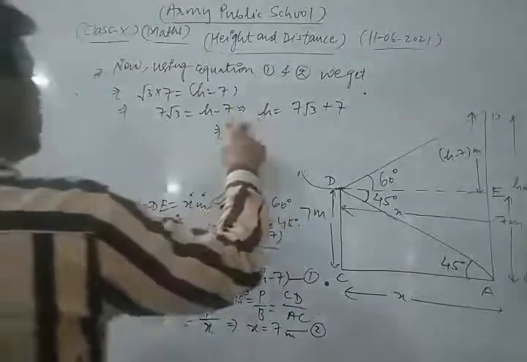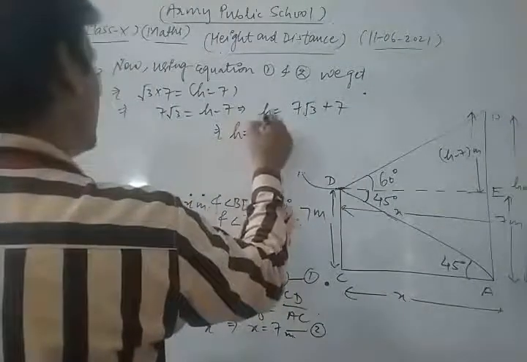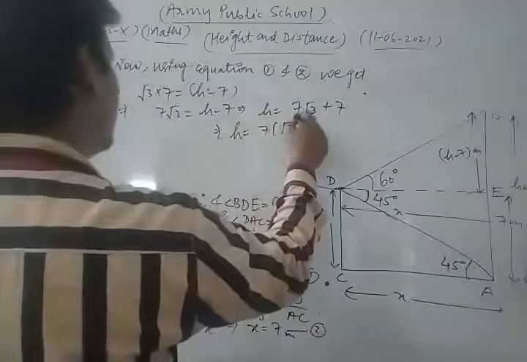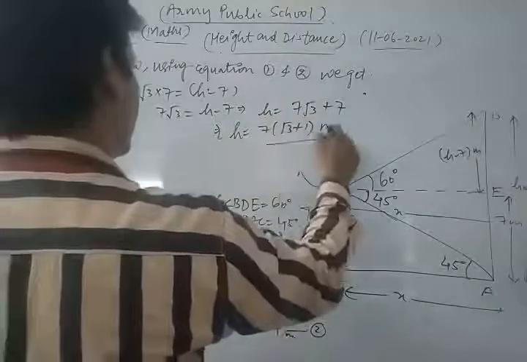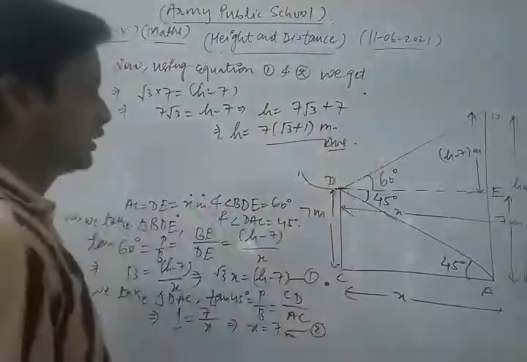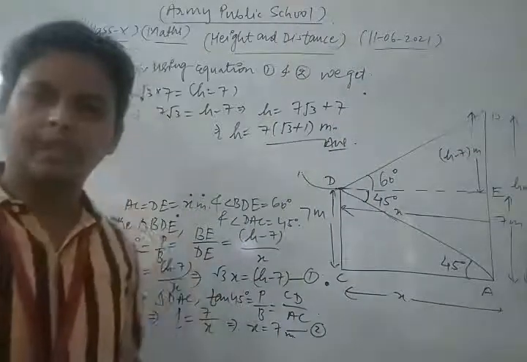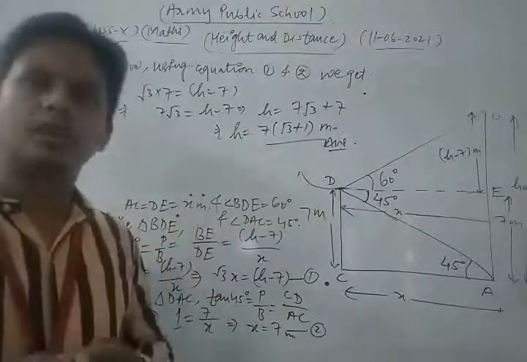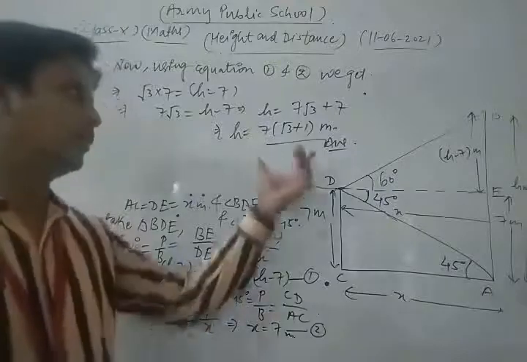Now h is equal to 7, take common. So this is root 3 plus 1 meter. This is your final answer. You can also put the value of under root 3 and simplify them. So you also have the right answer. So this is also the right answer.